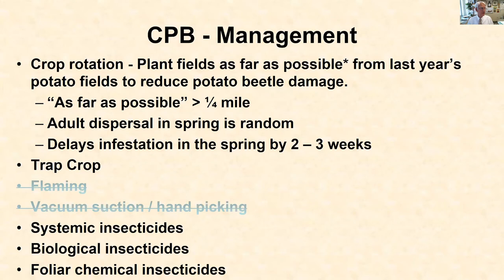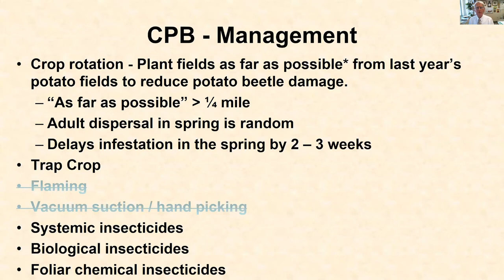Okay? And then the other things we talked about, trap cropping and systemics, are there. Flaming is not generally done for insect control. You'd have to be awfully careful with your flamethrower to kill beetle larvae and not damage the plant. In fact, it's such a fine line, I'm not even going to suggest that you do that, but others have tried that. Vacuum and suction methods and hand picking will work in the garden.